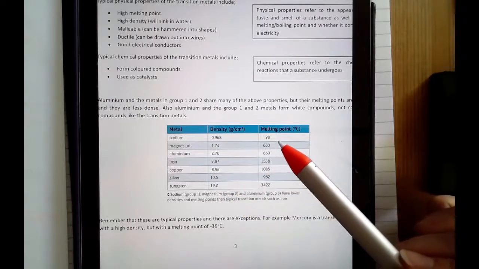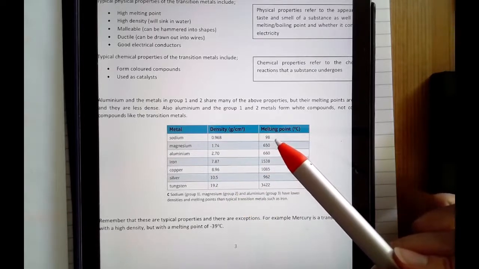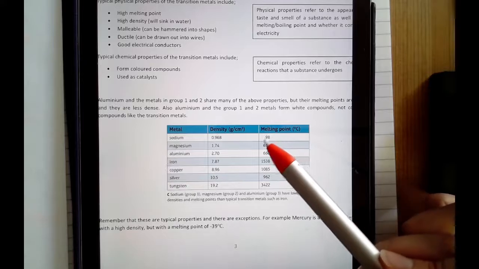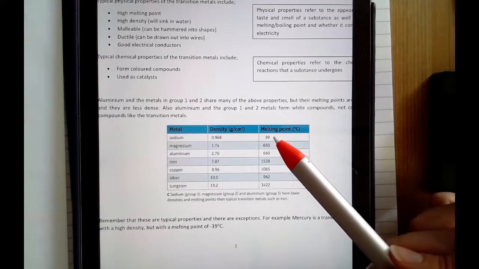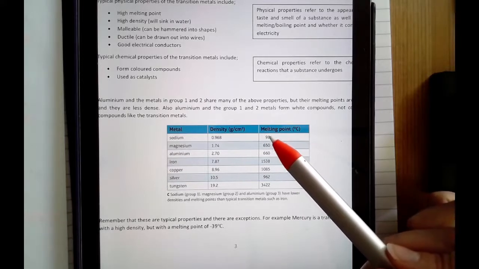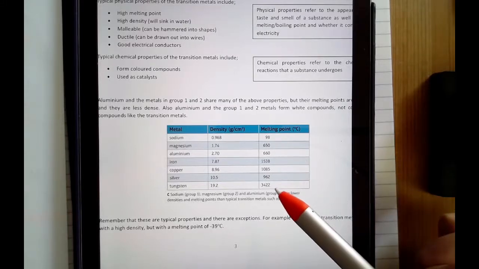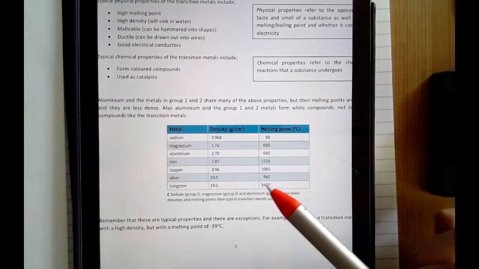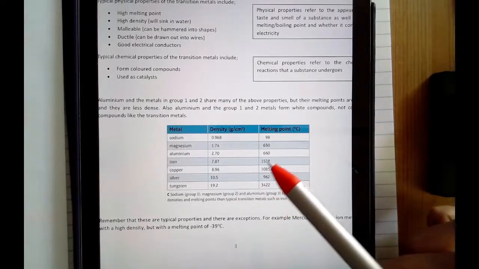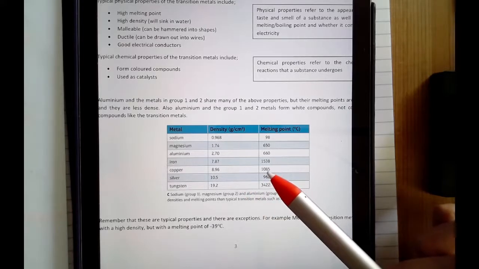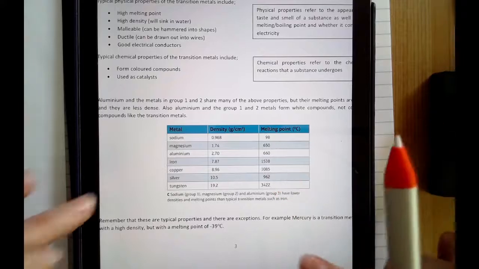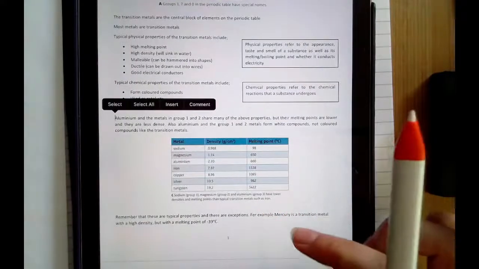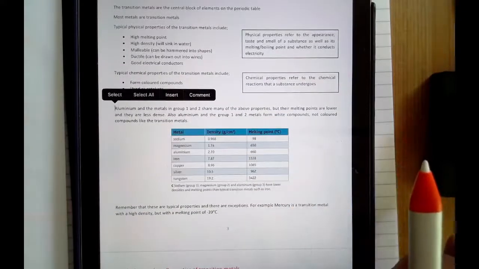Also, if you look at melting points, we said sodium, it's group 1, it's an alkali metal. We said that they had relatively low melting points, and if you compare, you can really see that. 98 degrees Celsius to turn sodium into liquid, 3,422 degrees Celsius to turn tungsten into a liquid. So your transition metals have much higher densities and melting points than your group 1, 2 or 3 metals. Again, these are just typical properties. There are always going to be exceptions.